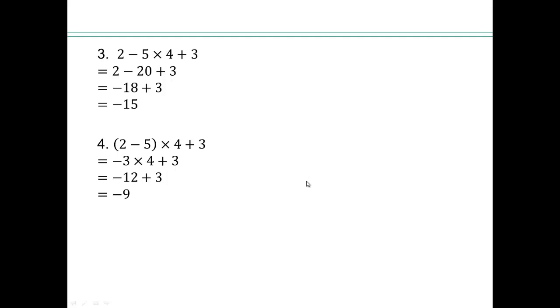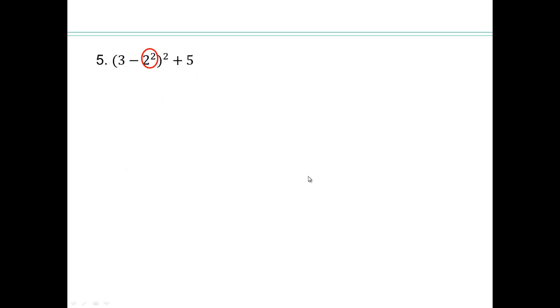All right, let's try that one. Looks like I already circled what you have to do first. Okay, that's okay. So 3 minus (2 squared) in parentheses, bracket squared, plus 5.